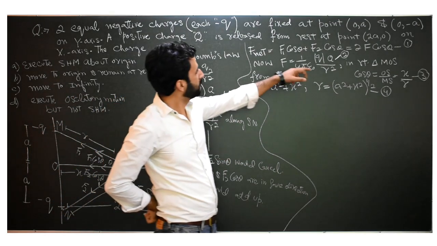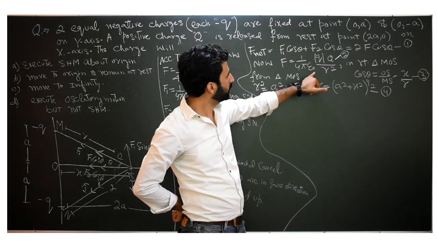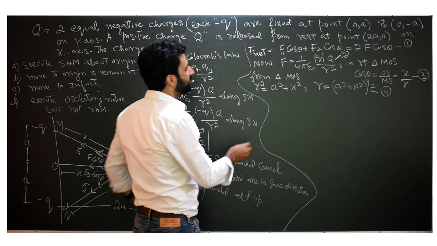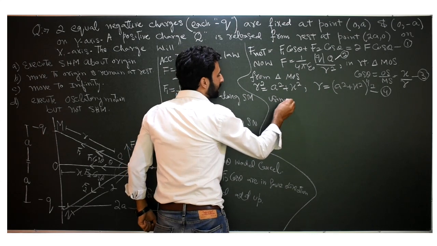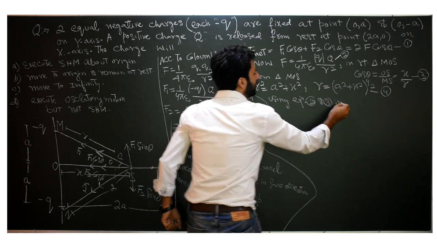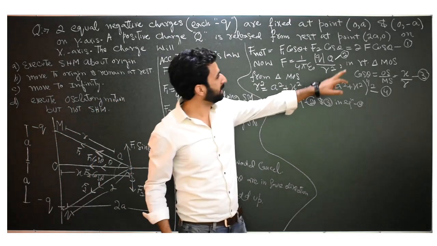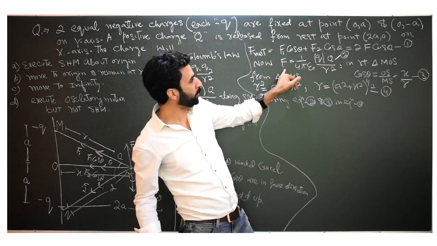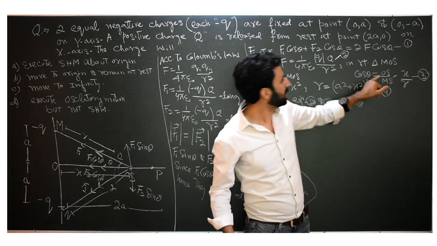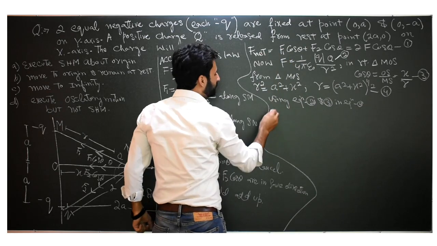So in equation 1 now, we'll use the value of F from equation 2, and we'll also use the value of cos theta from equation 3. Just see what we are doing: we are putting the value of F from equation 2 in equation 1, then we are putting the value of cos theta, which is X upon R, from equation 3 in equation 1. So what we'll get is the net force.